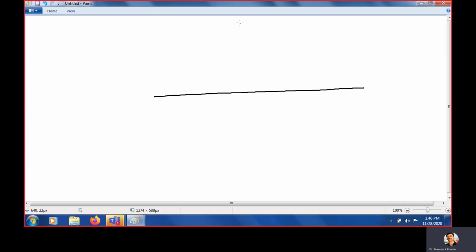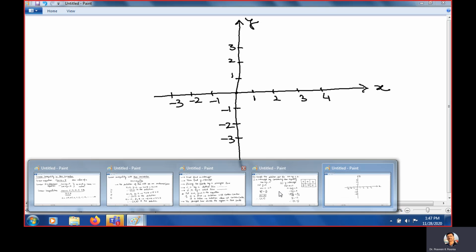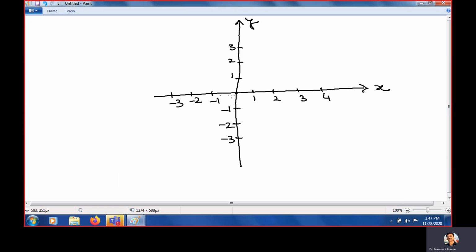First we find the x-intercept, then we find the y-intercept. This is the x-axis, this is the y-axis. This is 0, 1, 2, 3, 4, minus 1, minus 2, minus 3. Let us see what the values are. The values are x equal to 3 and y equal to minus 2. X is this point and y minus 2 is this point. Clear? Now these are the 2 points.